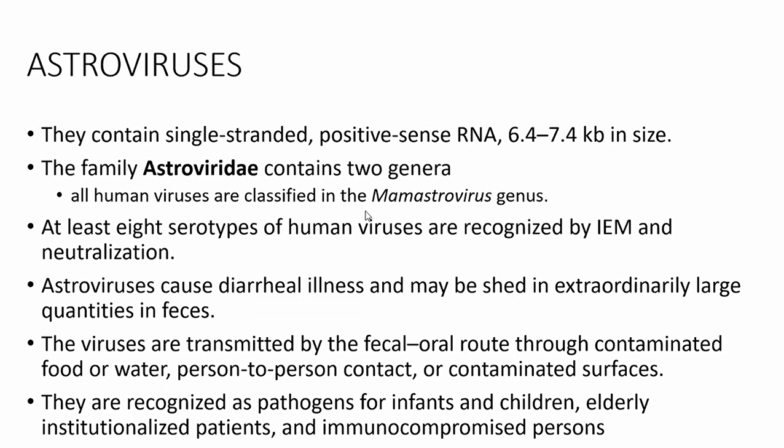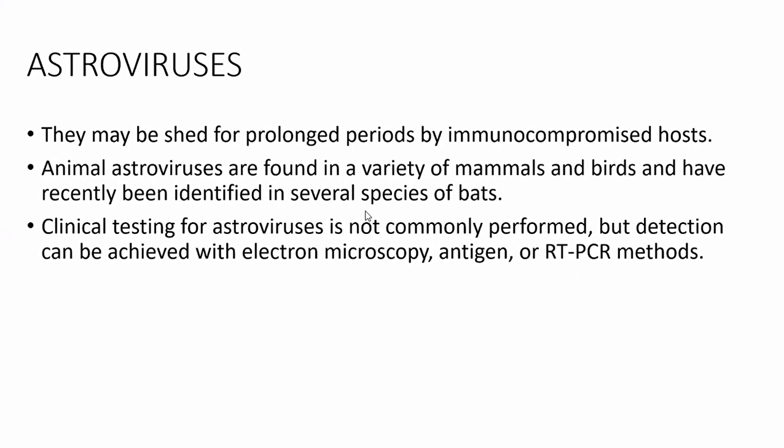Astroviruses cause diarrheal illness and may be shed in extraordinarily large quantities in feces, and the viruses are transmitted by the fecal-oral route through contaminated food or water, person-to-person contact, or contaminated surfaces. They are also recognized as pathogens for infants and children, the elderly, institutionalized patients, and immunocompromised patients. They may be shed for prolonged periods by immunocompromised hosts, and animal astroviruses are found in a variety of mammals and birds, and have recently been identified in several species of bats.